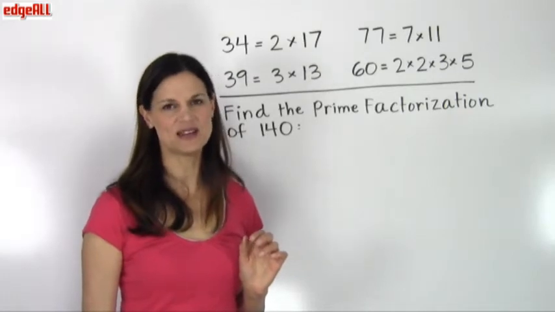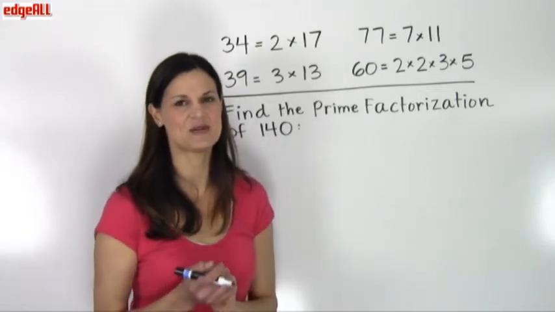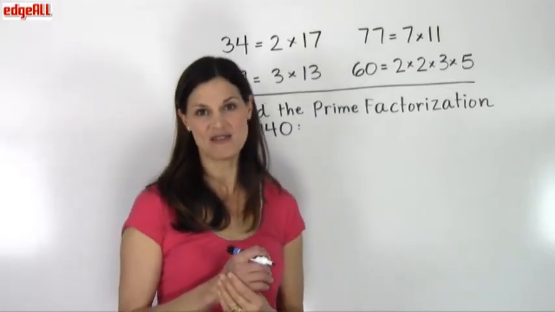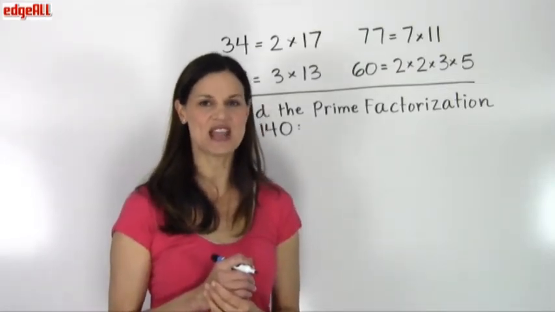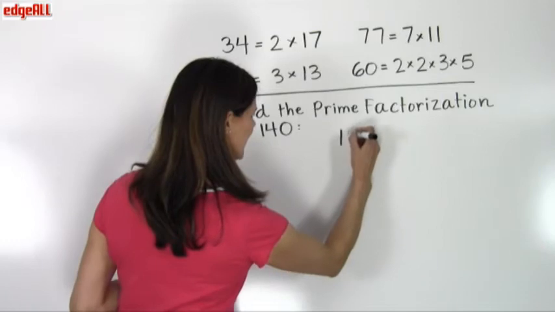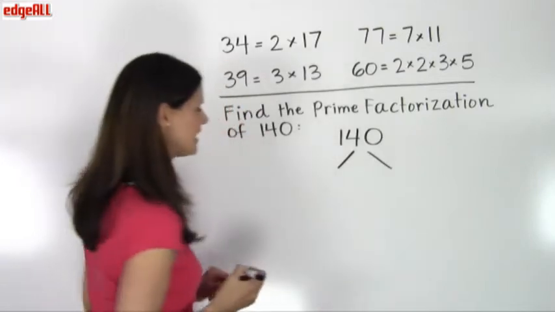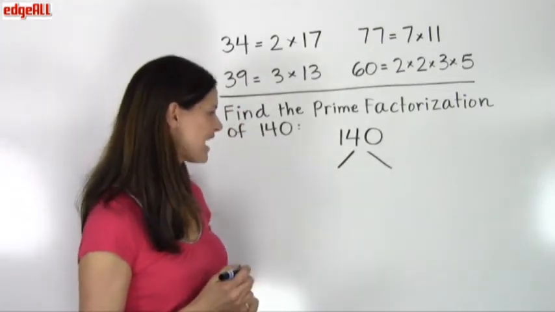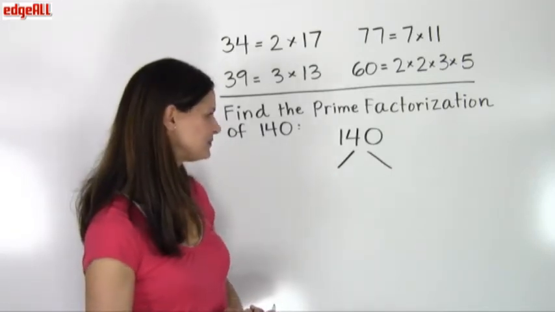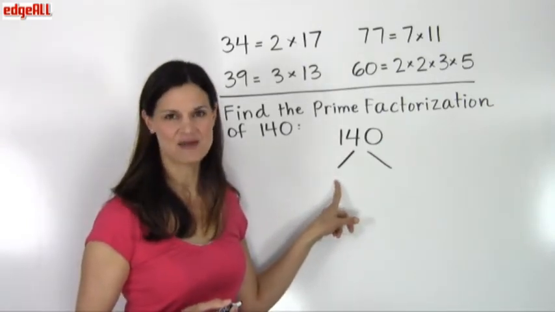And so what we're going to do is work on finding all the prime numbers that multiply together to give us the number 140. An easy method for finding the prime factorization of a number is using the pyramid shape. So we're going to start with the number 140 as the peak of a pyramid. So I'm going to do little lines in both directions to start to break down 140 into its prime factorization.